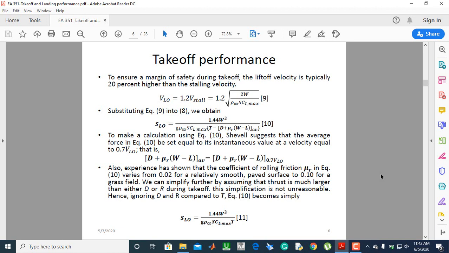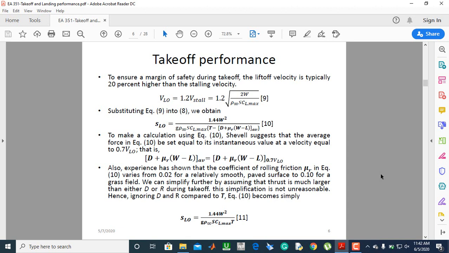Now, to ensure a margin of safety during takeoff, the lift-off velocity is usually given to be 20% higher than the stalling velocity. And this is so because you don't want the aircraft to stall as it is taking off. That's why the lift-off speed should be 20% higher.